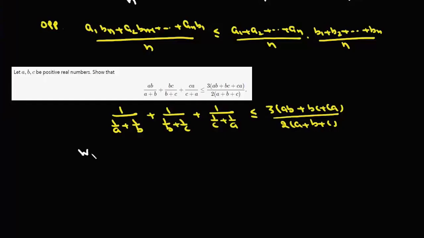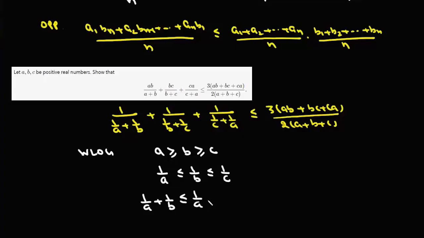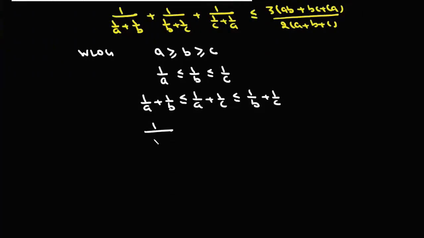Now, without loss of generality, we can assume that A is greater than or equal to B and it is greater than or equal to C, or we can say 1 upon A will be less than or equal to 1 upon B and will be less than or equal to 1 upon C. Now further we can say this 1 upon A plus 1 upon B will be less than or equal to 1 upon A plus 1 upon C and will be less than or equal to 1 upon B plus 1 upon C. And if we take its reciprocal, then we can write 1 upon A plus 1 upon B will be greater than or equal to 1 upon C plus 1 upon A and will be greater than or equal to 1 upon B plus 1 upon C.